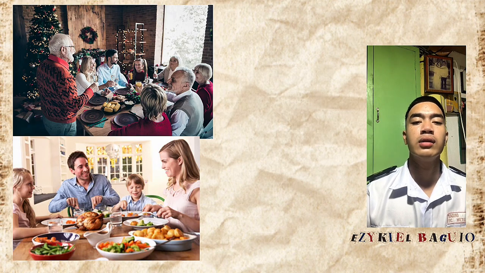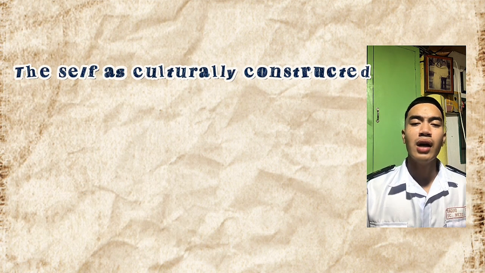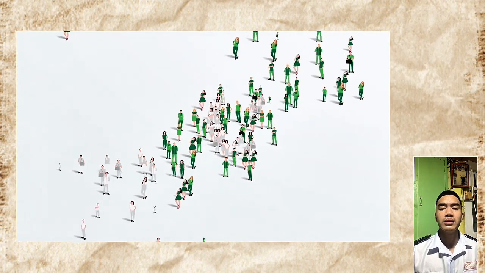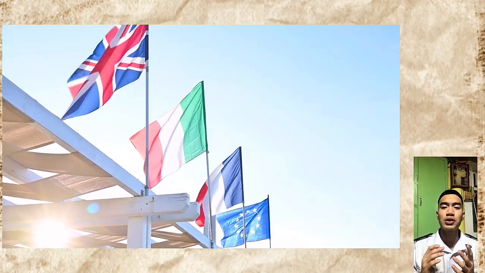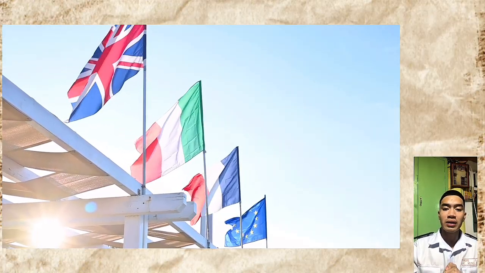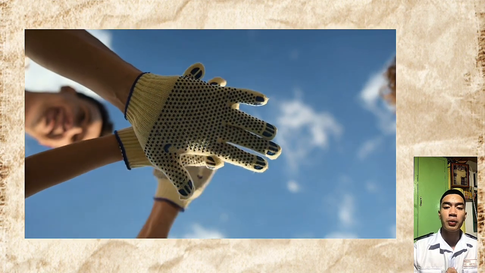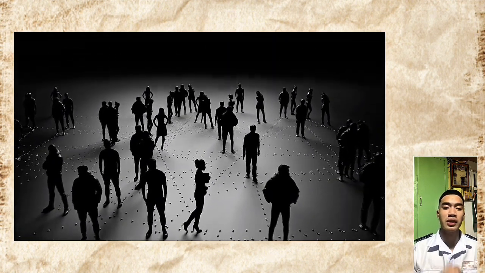The second one is the self as culturally constructed. Anthropologists believe that the self is culturally constructed. This means our identity depends on the culture we grew up in. For example, in some cultures, people value independence and personal success. In others, they value family, cooperation, and community first. So how a person sees themselves depends on cultural norms and social expectations.